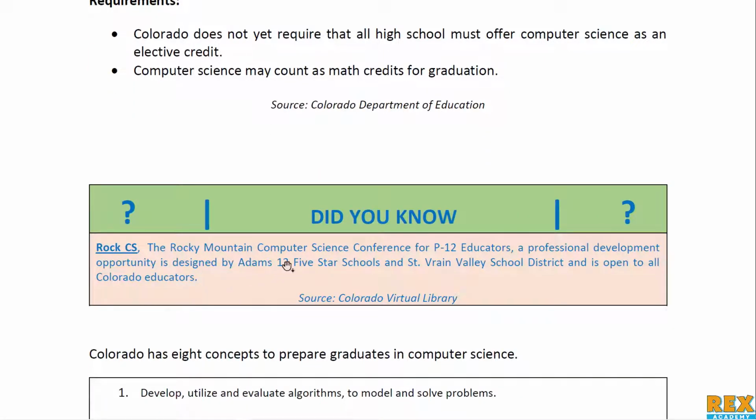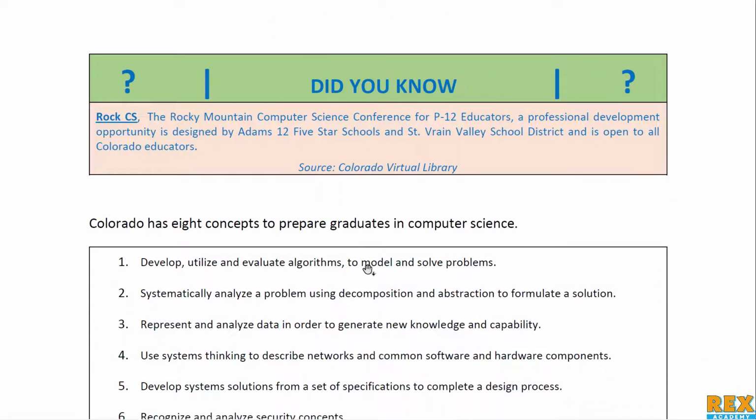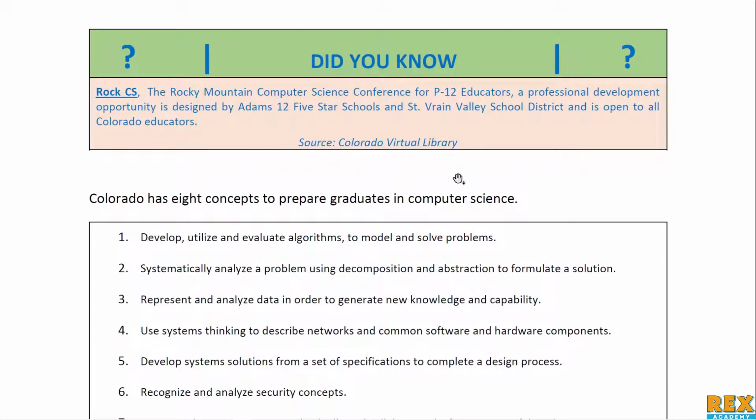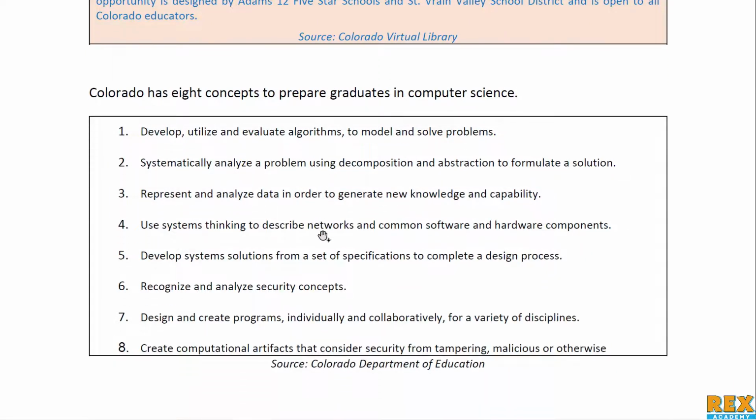They have set up something interesting. The Rocky Mountain Computer Science Conference is set up essentially for K through 12 educators, and they offer professional development and it is open to all Colorado educators. They hold this conference every year, and every teacher can essentially attend to see what's going on in their state in computer science.